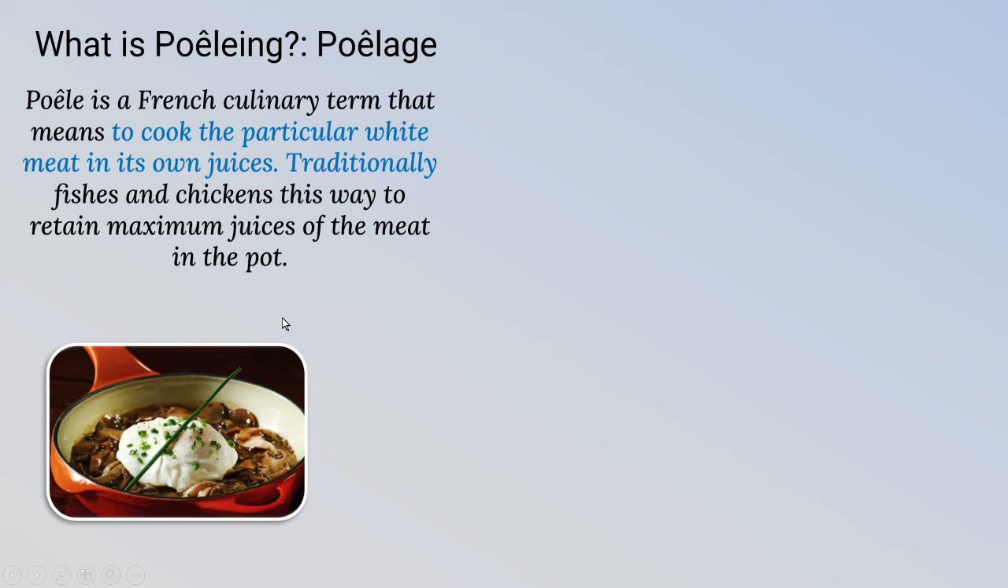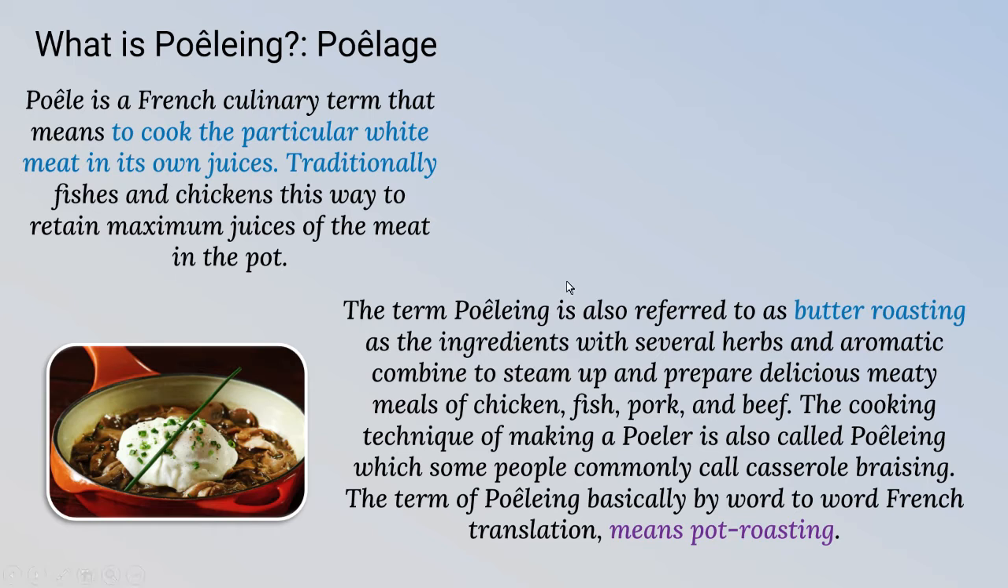Clear? Now let us elaborate on this. The term poêling is also referred to as butter roasting. Why butter roasting? Because this roasting is done with lots of butter as an ingredient with several herbs and aromatic combinations to steam up and prepare delicious meaty meals of chicken, fish, pork and beef, etc. We use lots of butter, lots of herbs, and this aromatic combination will develop a steam and the meat will be cooked nicely with the steam.